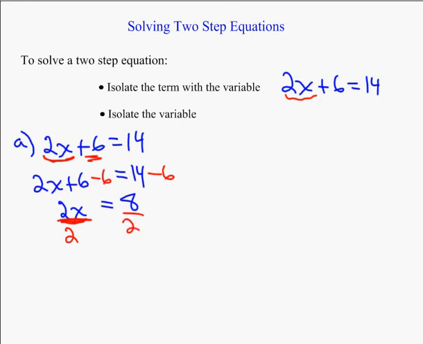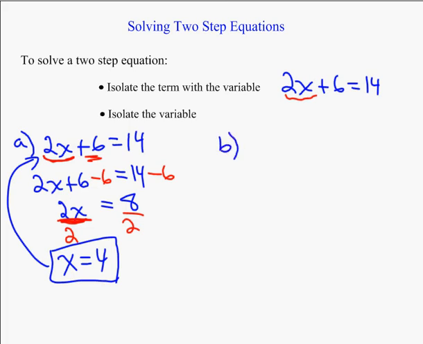When you divide one side of the equation by 2, you have to divide the other side of the equation by 2. And now if we do the arithmetic, 2 divided by 2 is 1, leaving us with an x on the left, and 8 divided by 2 is 4, leaving us a 4 on the right. So there's our answer right there, x equals 4. Again, just like we did with the single step equations, we can check our answer by substituting x equals 4 into the original equation, evaluating the left side, and we should find that the left side and the right side are equal. If they're not, we've made a mistake somewhere.